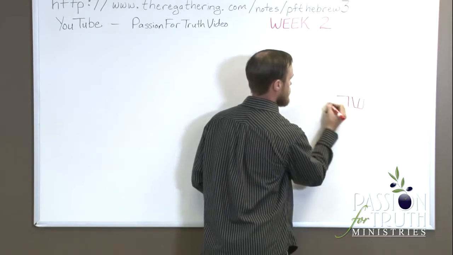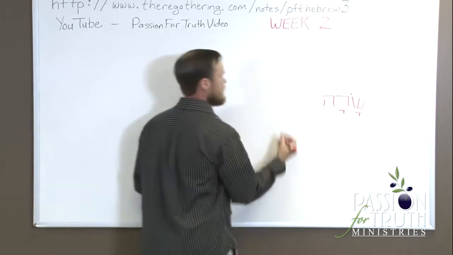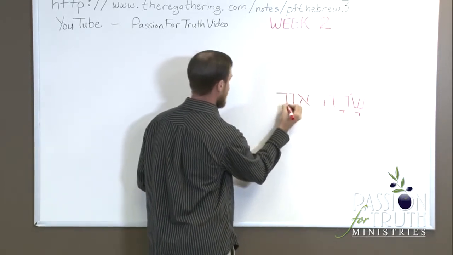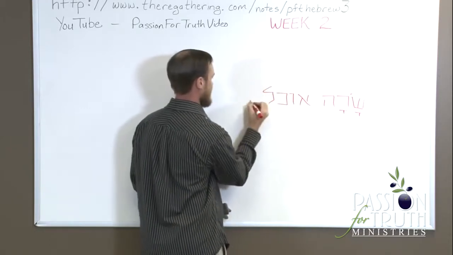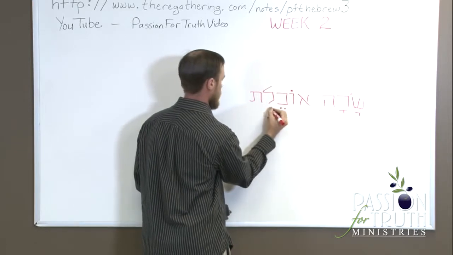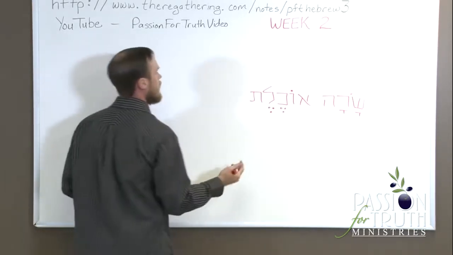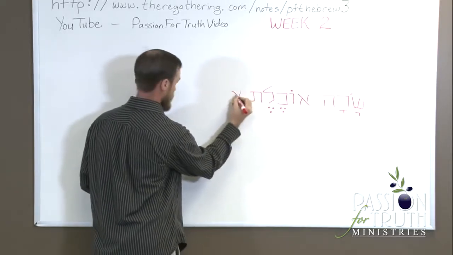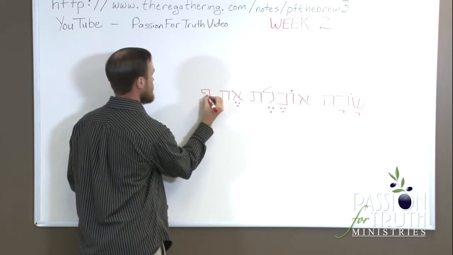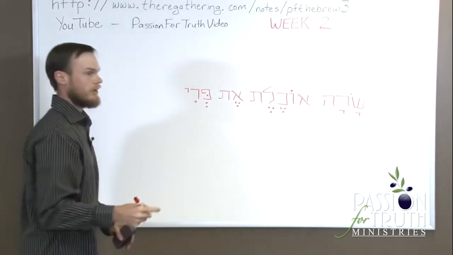All right, so we've got Sarah. She can eat any number of things. She can have a whole meal out of this. Okay, feminine singular form is ochelet. So Sarah is eating. Et pri, that's right. She's eating fruit and bread.